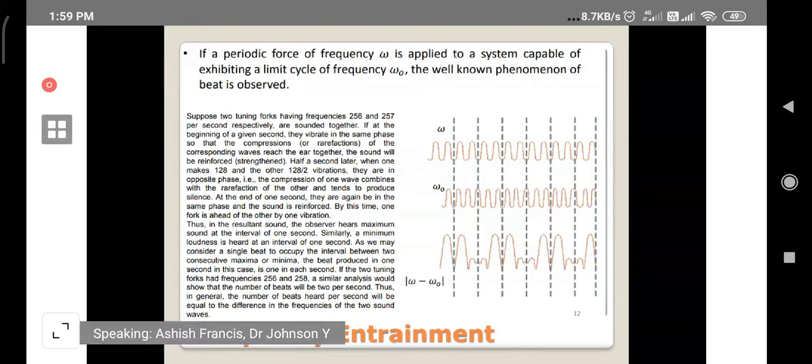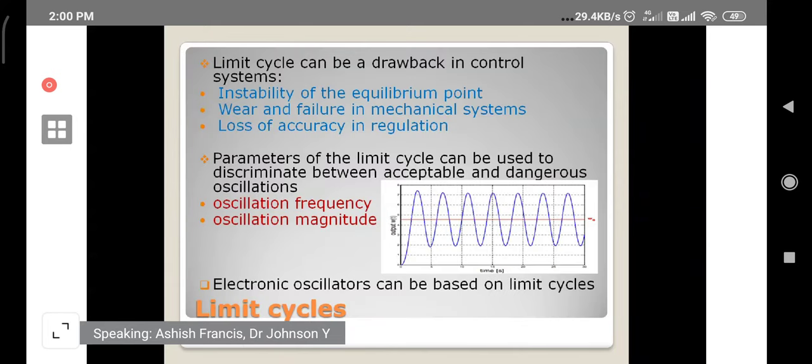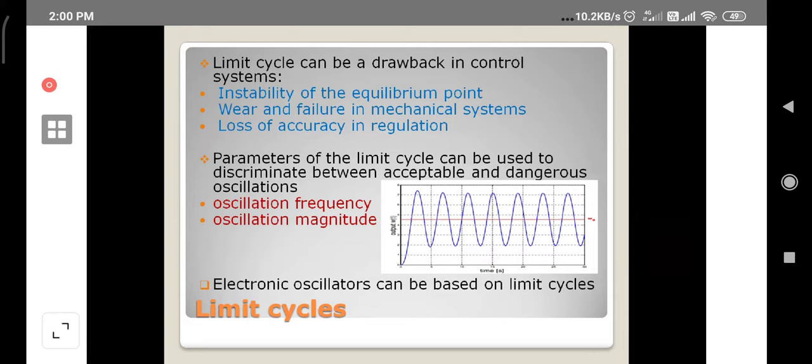Okay, sir, that was clear. Another question is, what is a forced system? A forced system means when we give an input to a system, that system is said to be a forced system. There are many types of systems in which the absence of input is possible. Such systems are called autonomous systems. In autonomous systems, no input is available. But if you apply an input to a system, it's called a forced system.